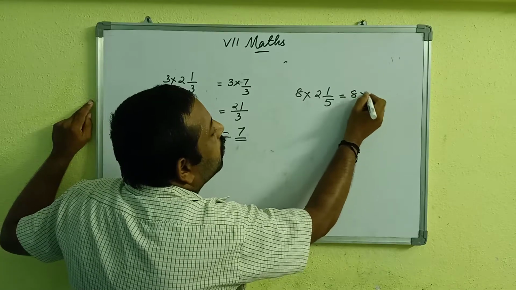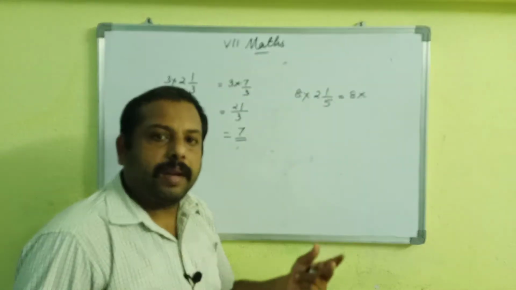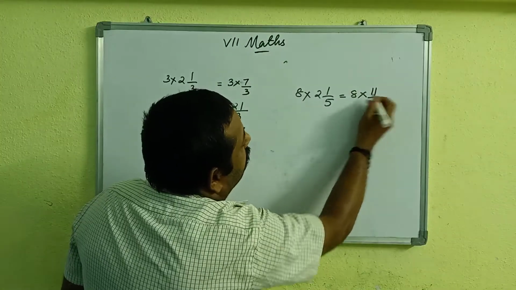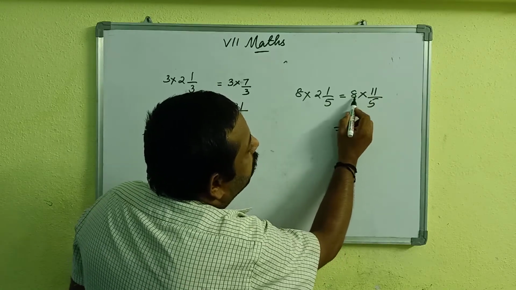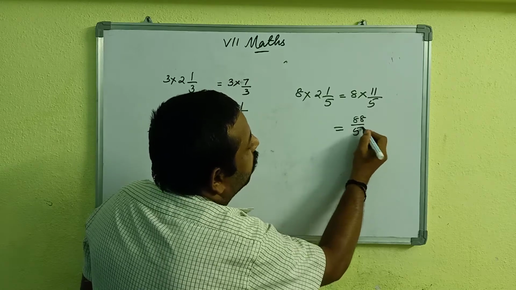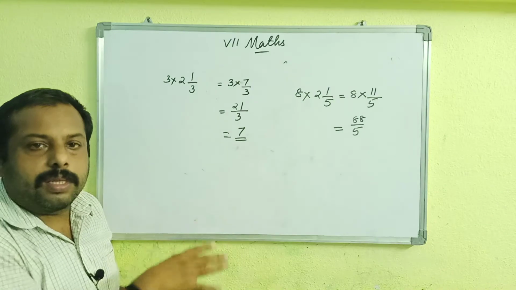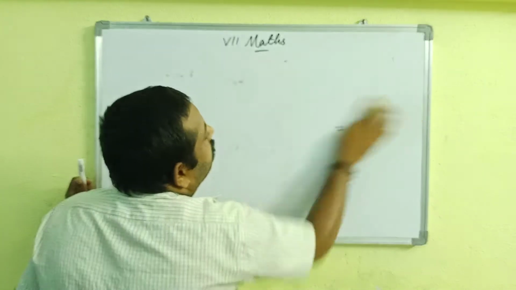8 multiplied by 2 1 by 5 should be converted into improper fraction. 5 2s are 10. 10 plus 1, 11 by denominator 5. Multiply the whole number by numerator, 8 11s are 88 by 5. So this is the answer. You can note down these questions and answers. Okay.